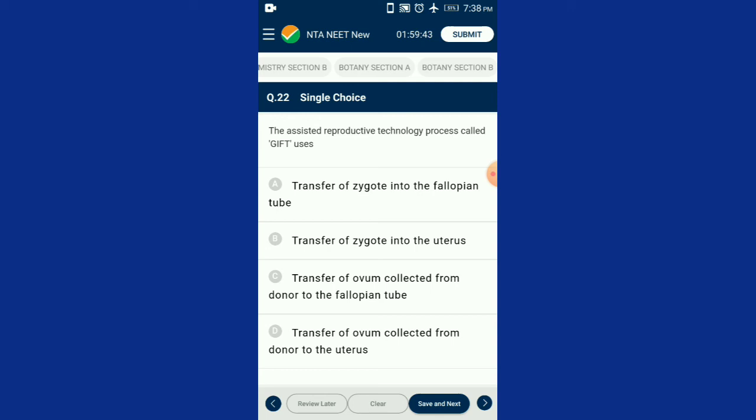So the answer is option C. Transfer of ovum collected from donor to the fallopian tube. That is the assisted reproductive technology process of GIFT.